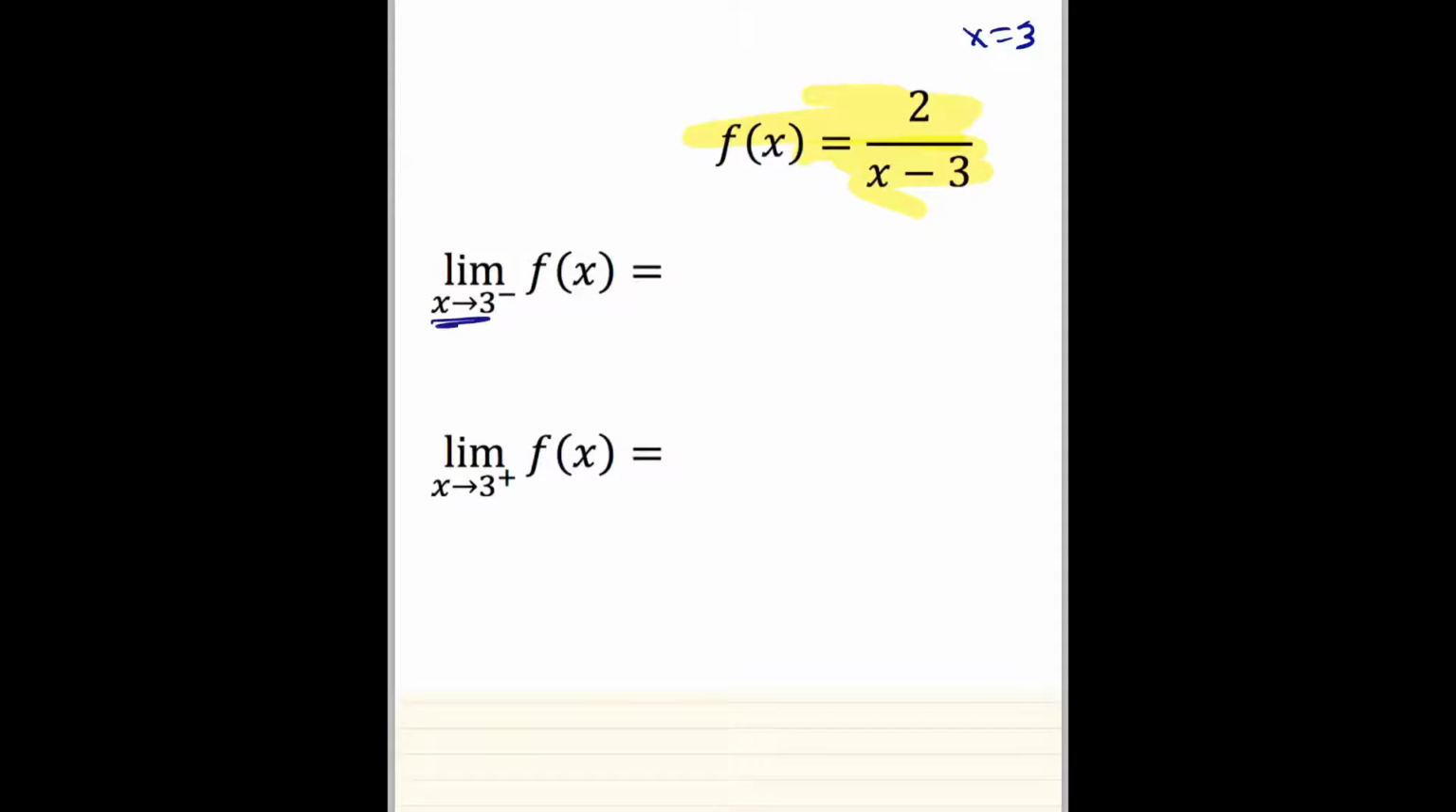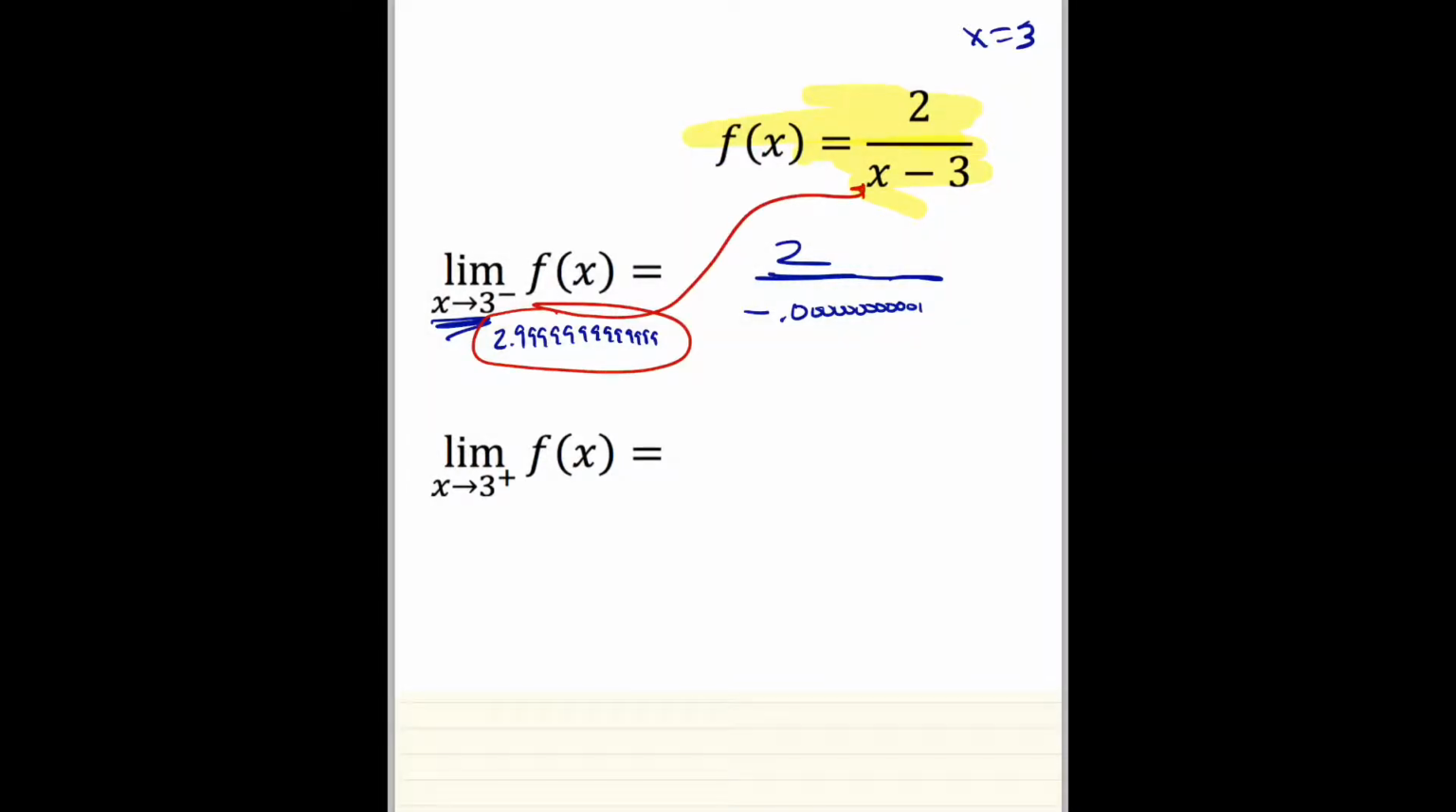So the limit as x approaches 3 from the left is basically asking what would happen if you put in 2.9999999 and so on, really close to 3, but just a tad bit under it. If you plug that in, you get 2 over negative 0.000000, lots of zeros, over 1, right? 2.99999 minus 3 is negative 0.00. So 2 over a very, very, very small number is extremely large.